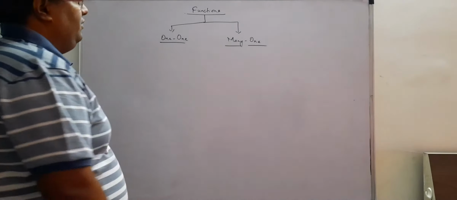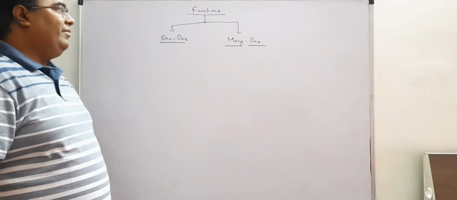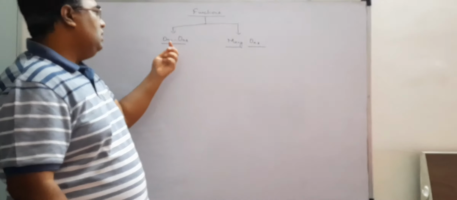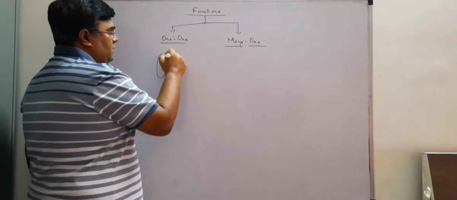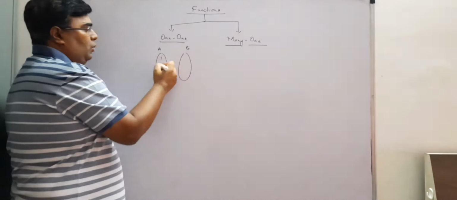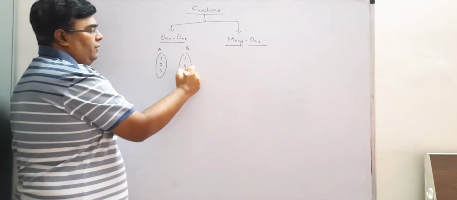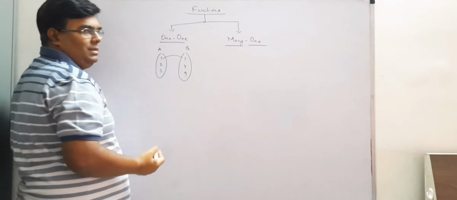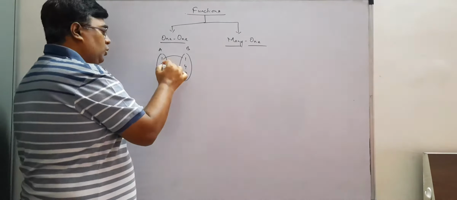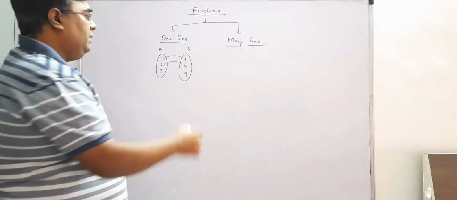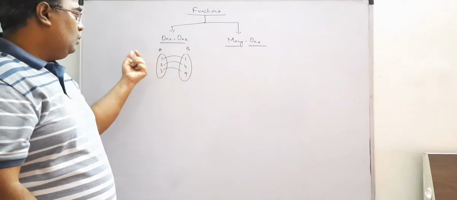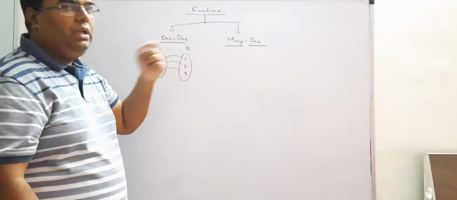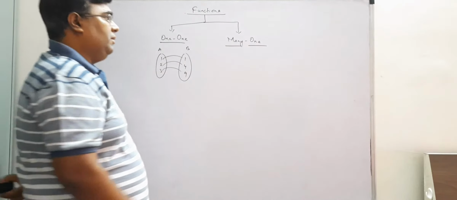Okay, so my first differentiation: a function can be divided into two types, which are one-one and many-one, right? So let us take the same example. A, B, we have 1, 2, 3 and 1, 4, 9. So 1 is related to 1, 2 is related to 4, and 3 is related to 9. One-one, right? One element of A and one element of B are related to each other.